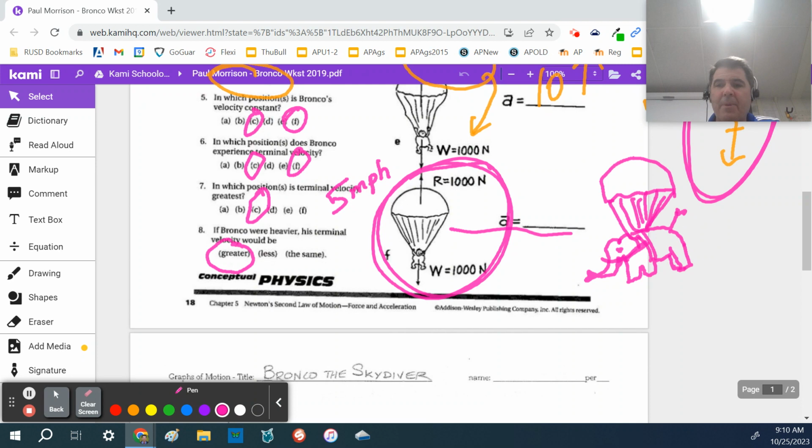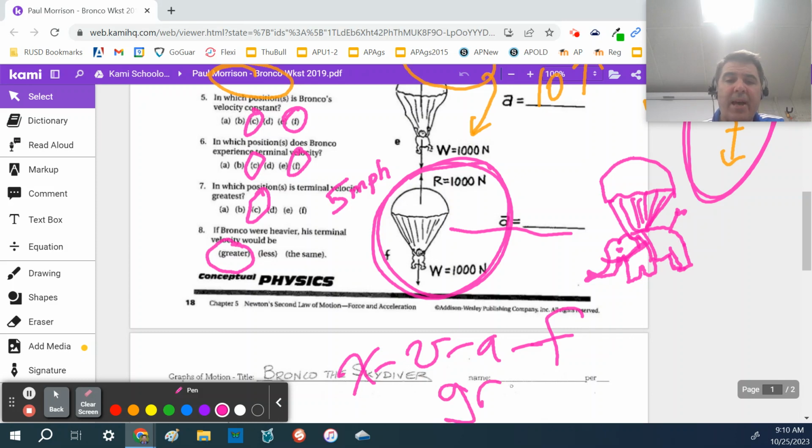So, anyways, the backside is the x, v, a, f graphs, and that is covered in a different video. So that's the backside. That's a separate video.